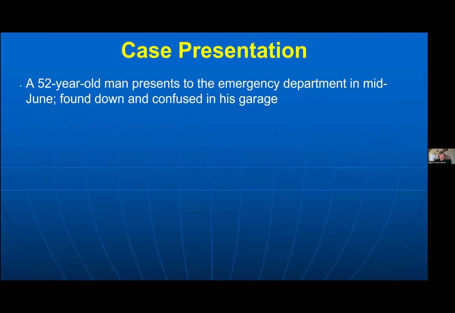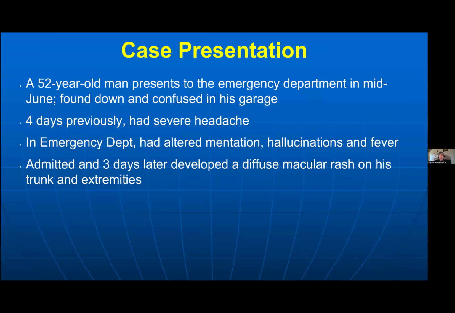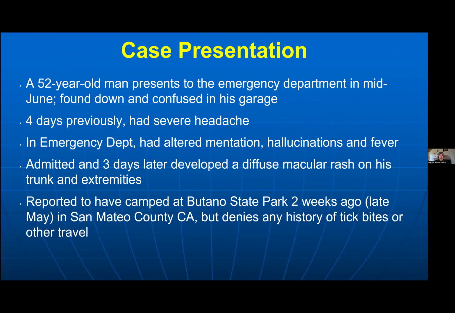He was a 52-year-old man. He came to the emergency department in mid-June, and he was found by his girlfriend in his garage, confused. Four days previously, he had a severe headache, and in the emergency department, he had altered mentation, hallucinations, and fever. He was admitted thinking of meningitis, and an LP was done, and he developed a diffuse macular rash on his trunk and extremities 3 days later.